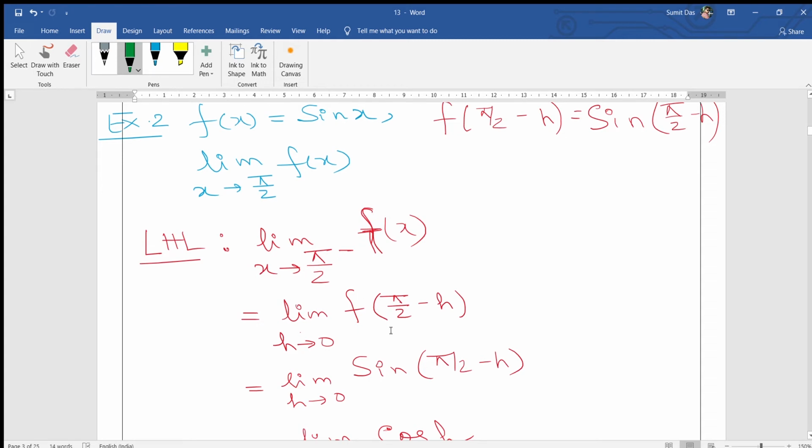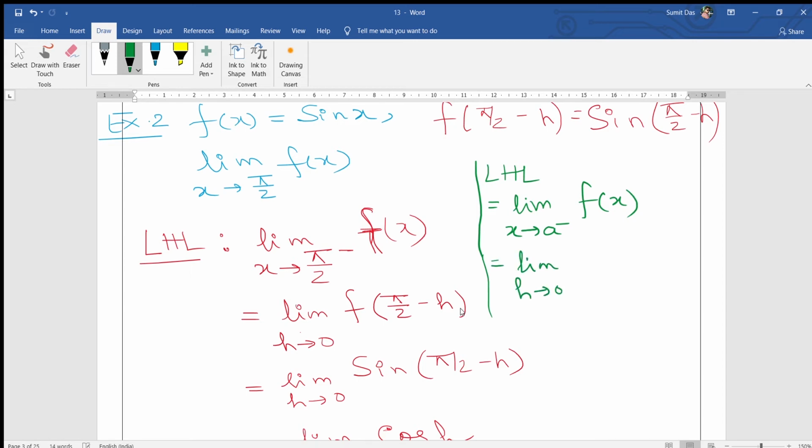So pi by 2 minus means we have to find pi by 2 minus h. Whenever we have to find the left hand limit, suppose limit x tends to a minus of f(x), in the next line we will write limit h tends to 0, f of a minus h.